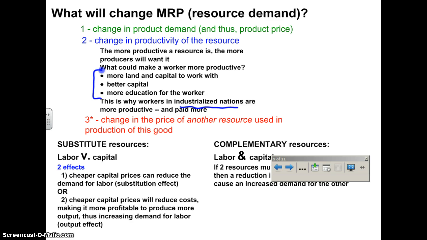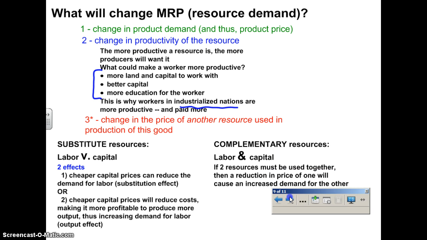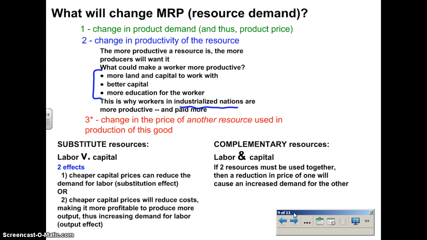Number three is kind of a complicated one, and that's because it is a change in the price of another resource. And there can actually be a lot of different impacts depending on the relationship between the resources. So right now we're just going to consider labor and capital.